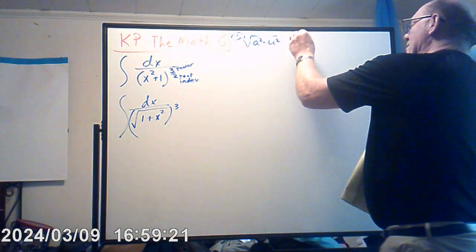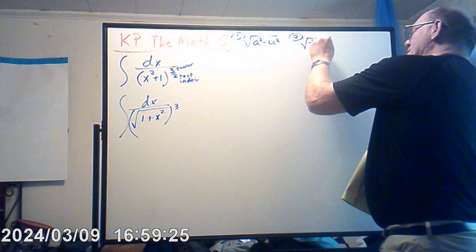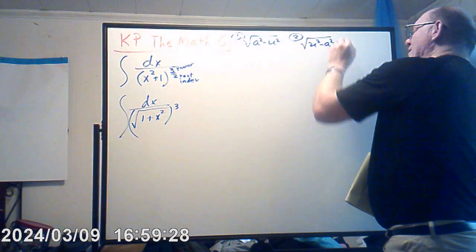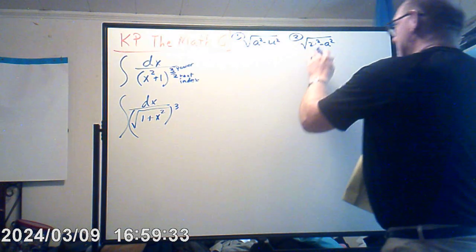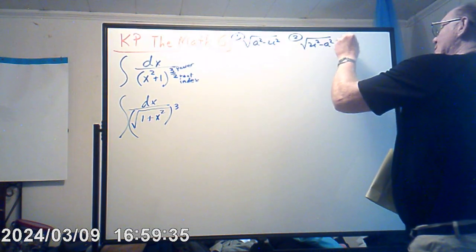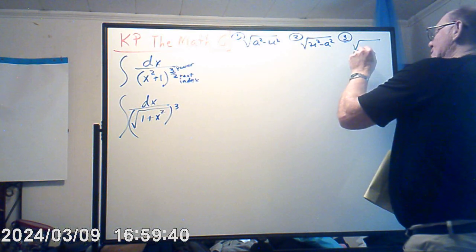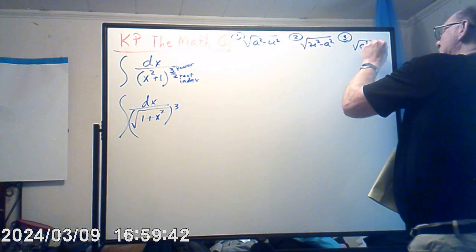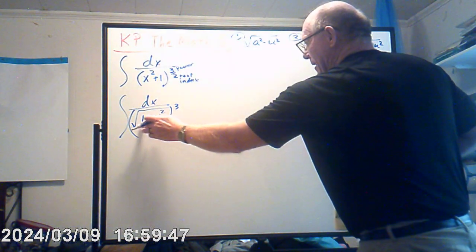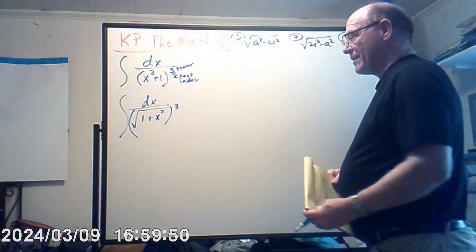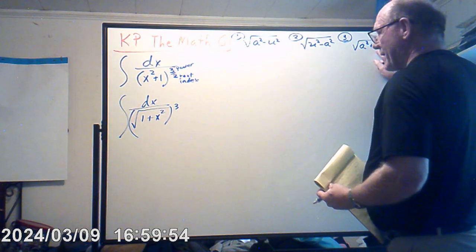Another one, just turn it around: u squared minus a squared is definitely not it. This is sine, isn't it? This is secant, so this one has to be tangent, doesn't it? So this one is a squared plus u squared. That's in that form here: a is 1, and u is x.